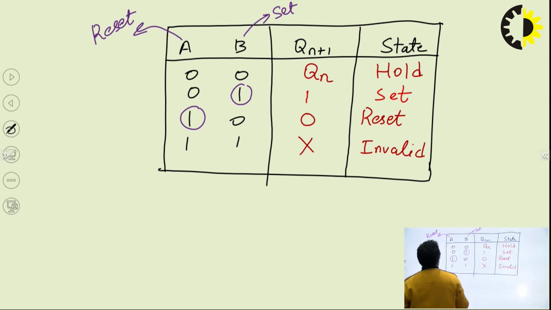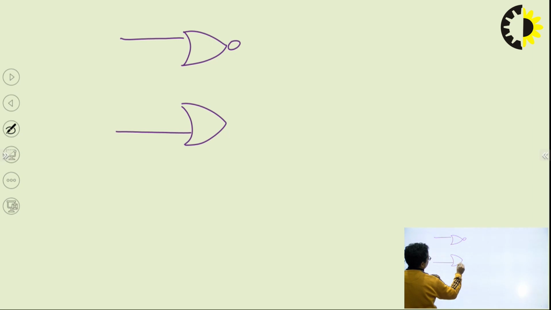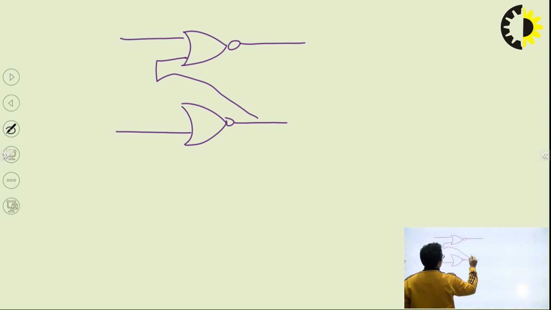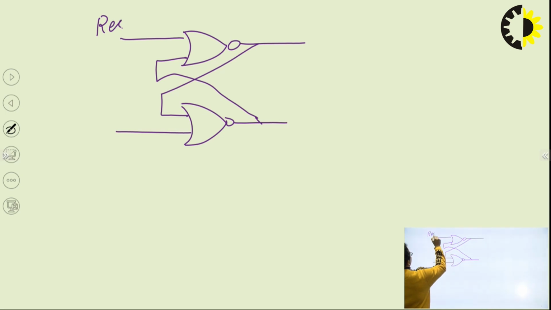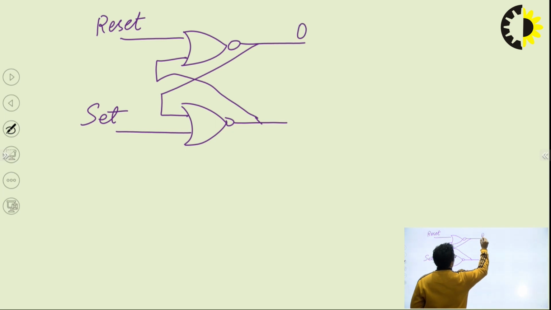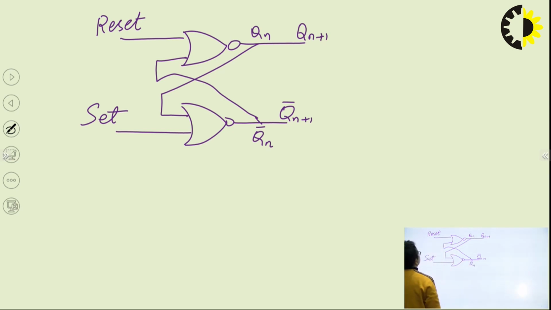So that means my exact figure for the SR latch using NOR gate will look something like this. This is my reset and this is my set terminal. This is Qn plus 1. This is Qn plus 1 complement. This is Qn and this is Qn complement.